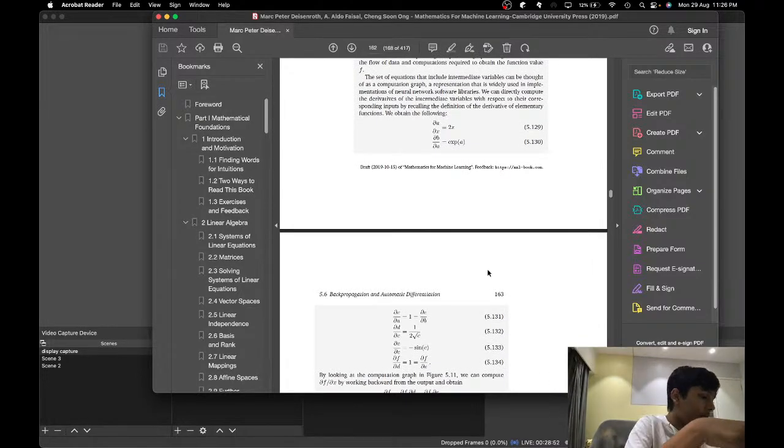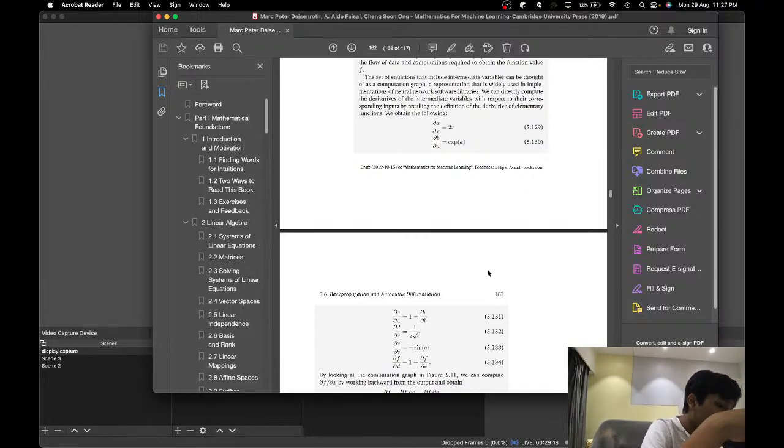We can directly compute the derivatives of the intermediate variables with respect to their corresponding inputs by recalling the definition of the derivative of elementary functions. We obtain the following. dA dx will obviously be 2x. That's just super basic calculus. And e to the anything is just going to be e to the anything. dc dA is going to be 1.